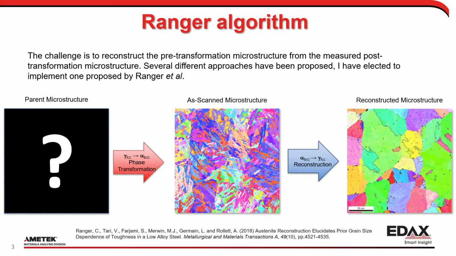And what the parent grain reconstruction really does is say, I can use this orientation information to go backwards in time. And that's what this did over here. This is using what's called the Ranger algorithm. So that's kind of that one.